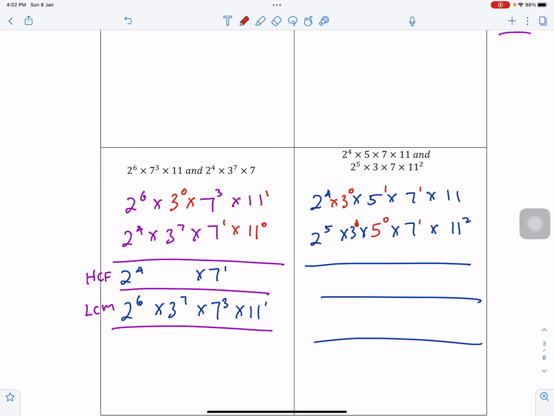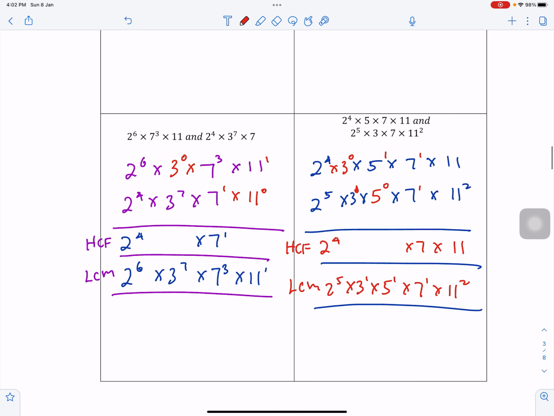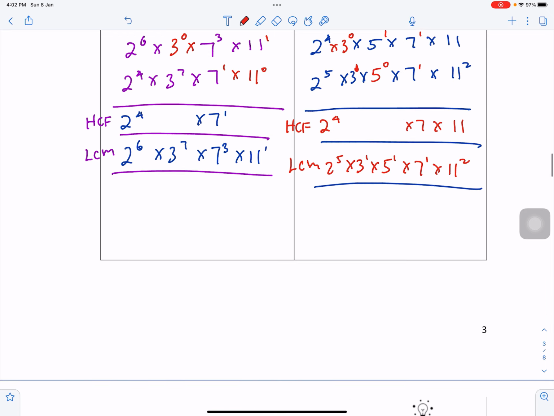So HCF is 2 to the power of 4 times 3 to the power of 0 times 5 to the power of 0 times 7 times 11. Again, no need to put in the 0. And the next one will be LCM: 2 to the power of 5, 3 to the power of 1 times 5 to the power of 1 times 7 to the power of 1 times 11 to the power of 2. You can actually use a calculator to type it out. I hope that you have a good grasp of HCF and LCM by prime factorization as well as comparing bases.